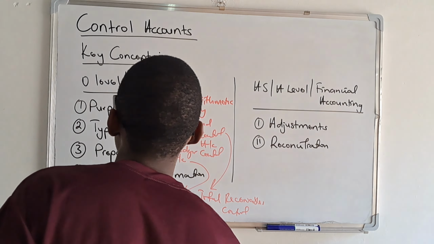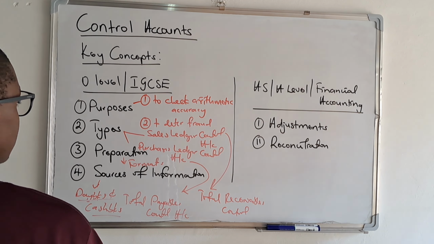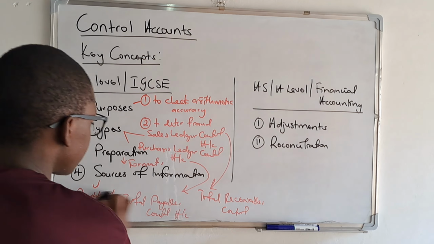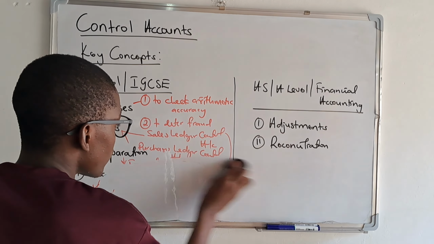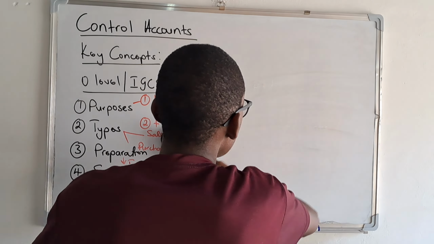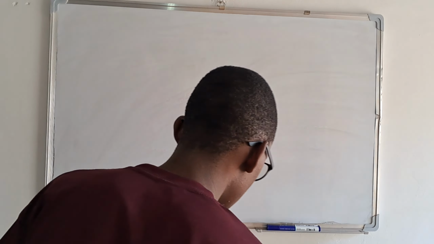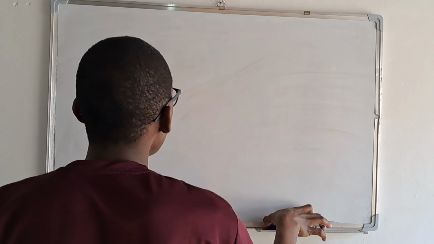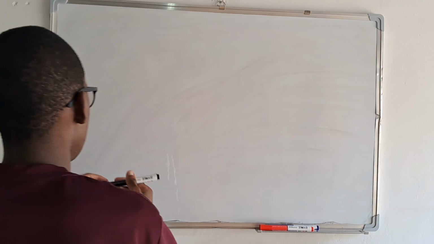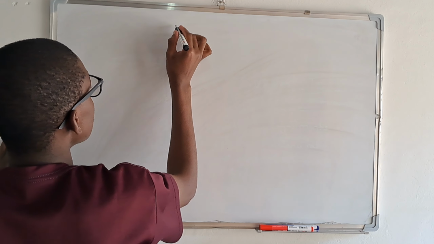Let's take a look at the types and preparations. Okay, we are now moving on to the sales. We are going to start with the sales ledger account, or it's called the sales ledger control account.